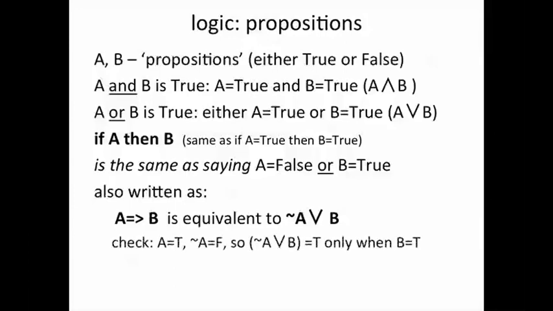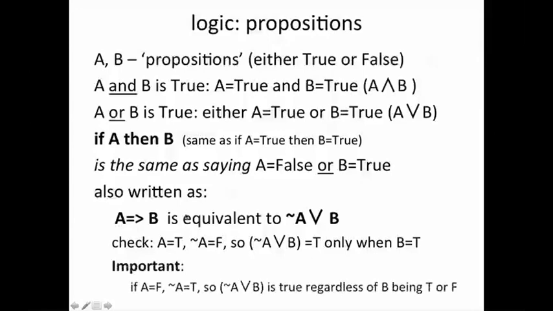Let's check it. If A is true, then not A is false. So the only way that not A or B can become true is if B is true. In other words, by stating that not A or B is true, we have arrived at a situation that whenever A is true, B has to be true, which is exactly what we meant by saying A implies B.